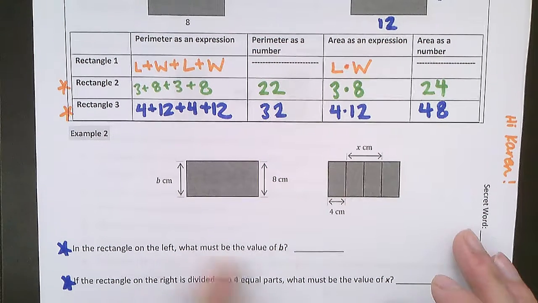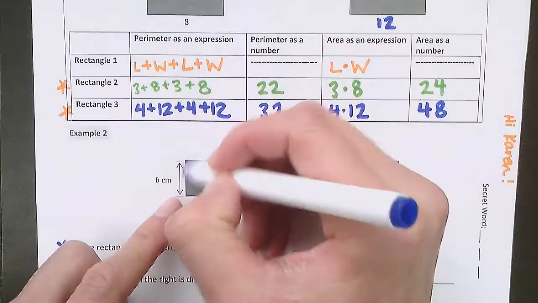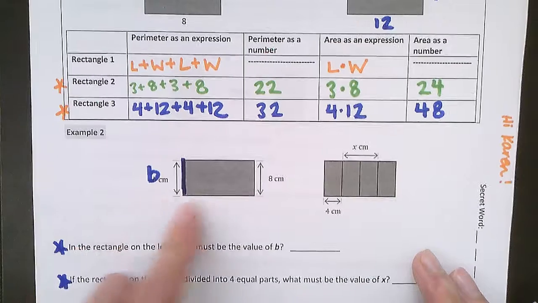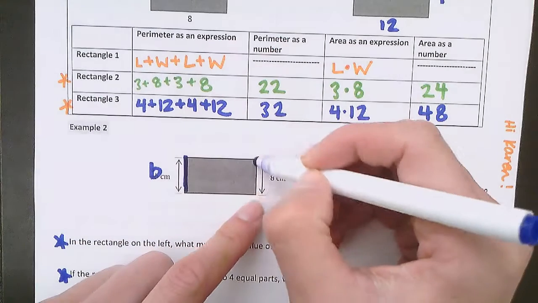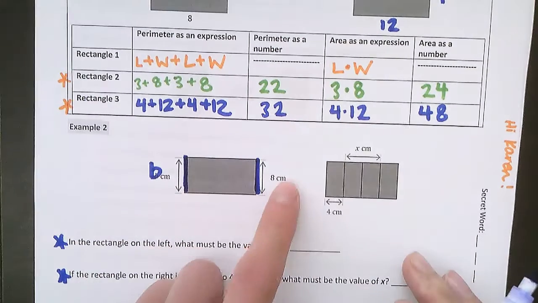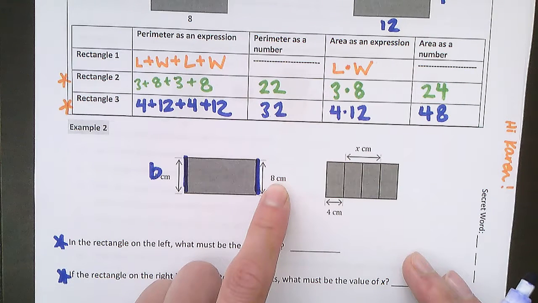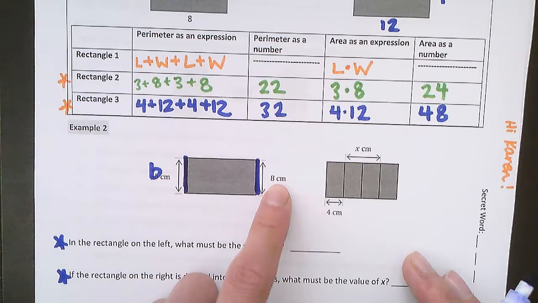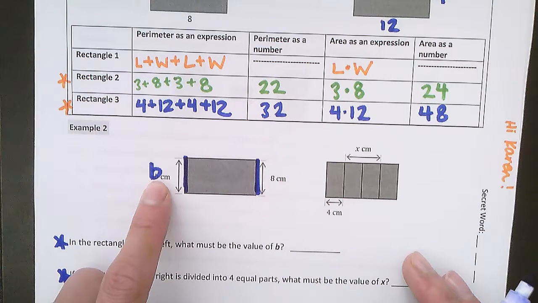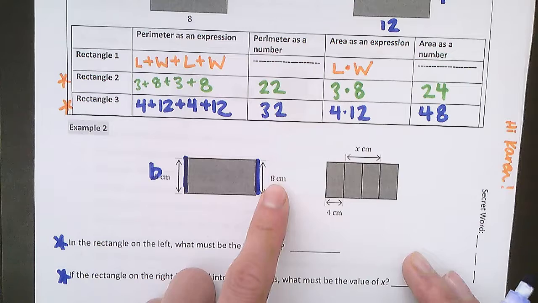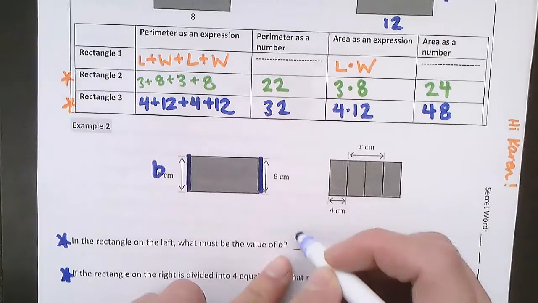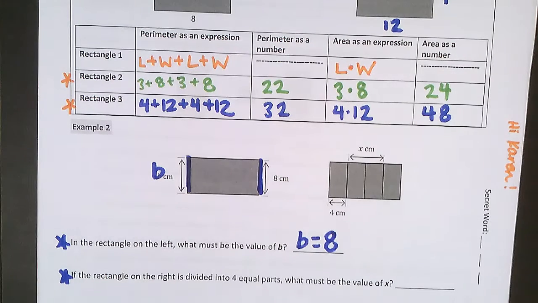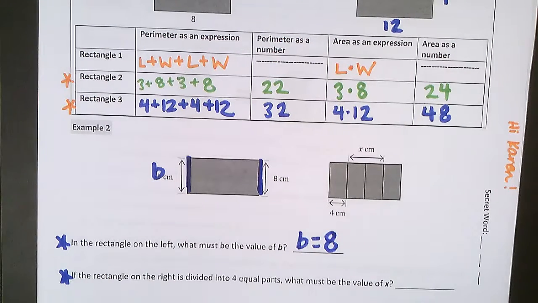In the rectangle on the left, what must be the value of B? Well, here's B. And we know that it's a rectangle, so that means that this length has to be equal to this length. And it's telling us that this length here is 8 centimeters. So if this is the same as this, and this is 8, then B has to be equal to 8. So what is the value of B? B is equal to 8. If you got that on your own, 2 gold stars.